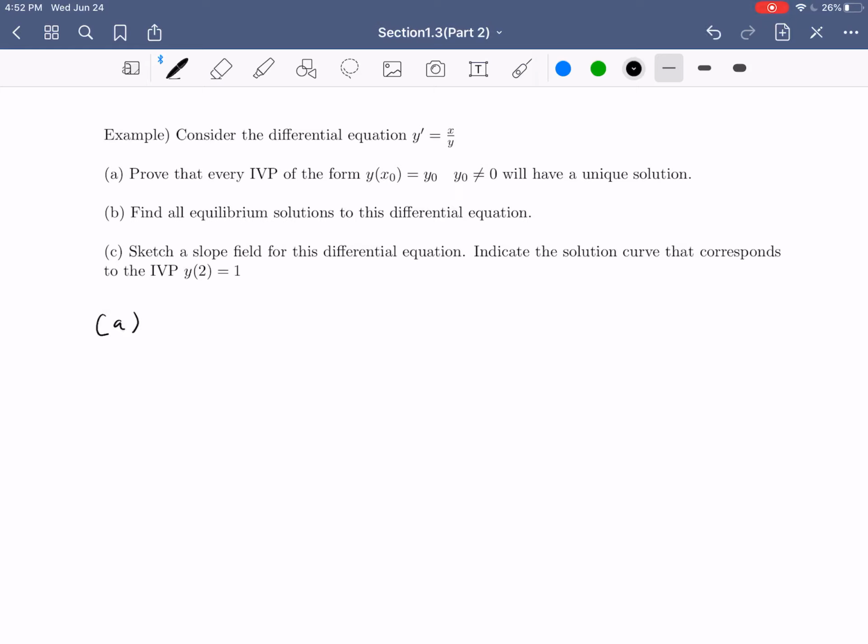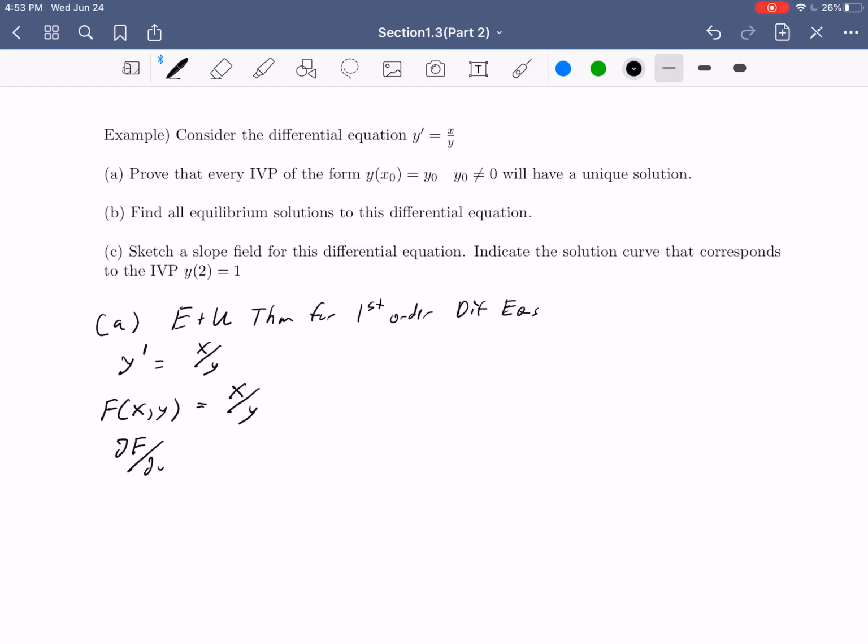Since we want to prove that these IVPs have unique solutions, we want to use the existence and uniqueness theorem for first-order differential equations. Notice that this is already in the format of y prime equals x over y. So our capital F of x, y in this case is x over y. Then we need to look at the partial of this with respect to y. So we're taking the partial derivative of this with respect to y. If you want, you can think about this as x y to the minus 1.